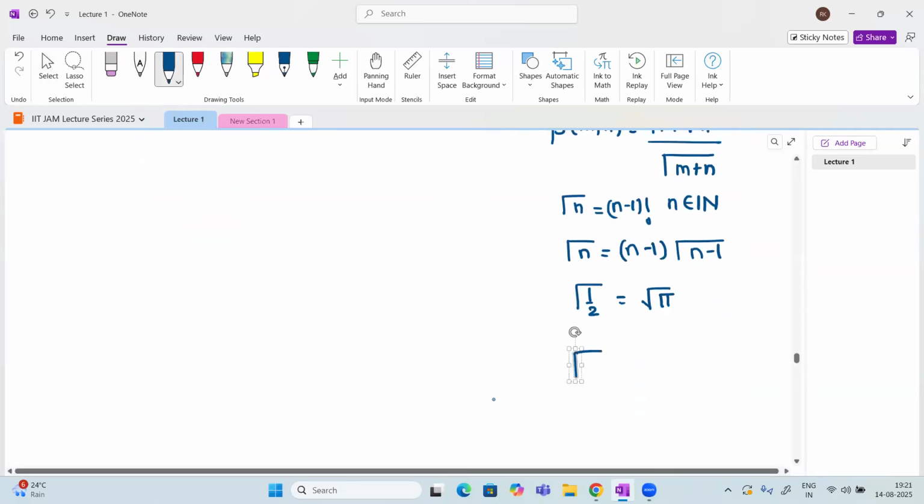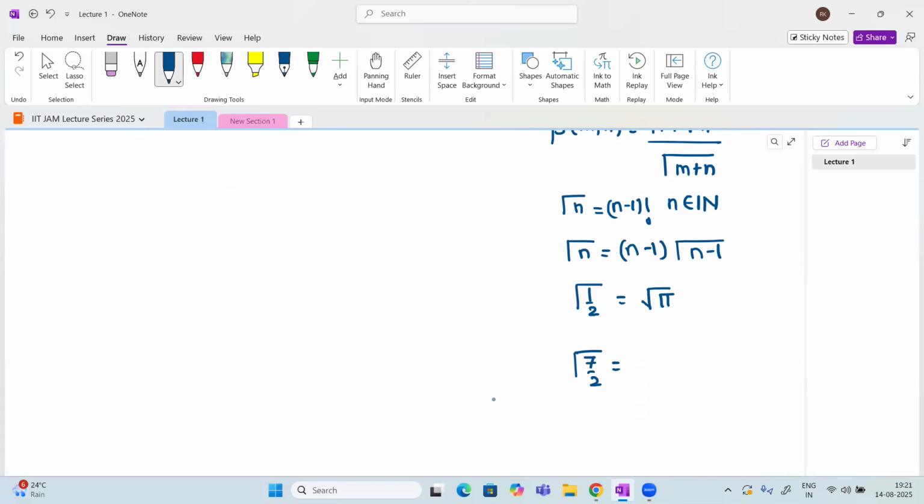If we have gamma 7 by 2, do you know how to find its value? Firstly, you have to write it in the form of 1 plus 1 by 2. See, this relation we use frequently, and I'm writing directly: 5 by 2, 3 by 2, 1 by 2, gamma 1 by 2. Here at the numerator, you will get all odd numbers, 5, 3, 1. And gamma 1 by 2 is root pi. So that value you can put and you will get the answer.